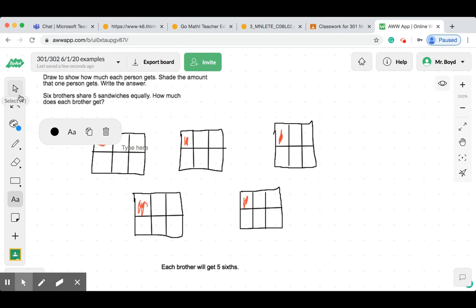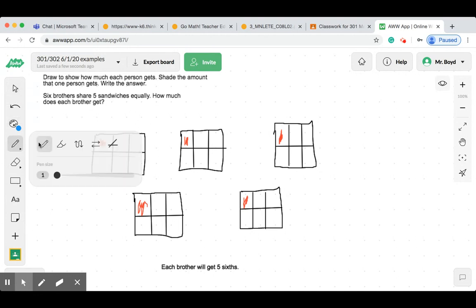Brother 2 would get this part. Oops. Brother 2 would get this part. Another brother would get that. Brother 2 would get 1 more part of each sandwich. And each sandwich is broken into 6. So each brother will get 5/6 because he'll get 1, 2, 3, 4, 5. Each one is in 6ths, and they received 1/6 from each one.